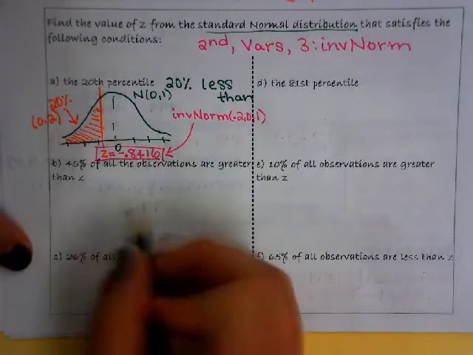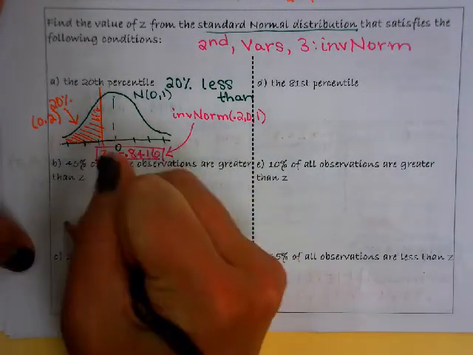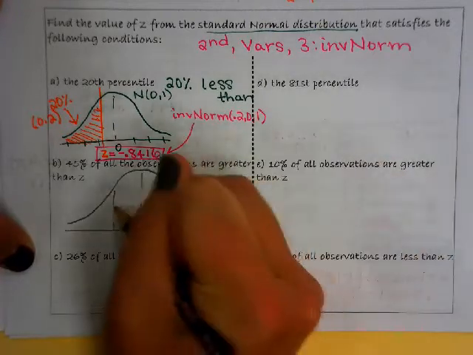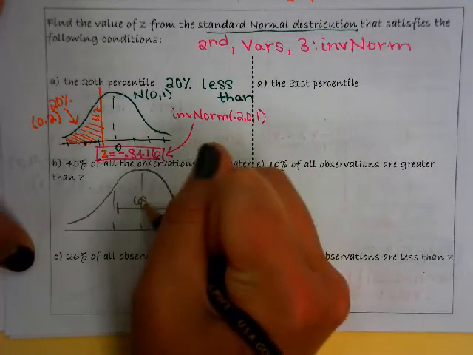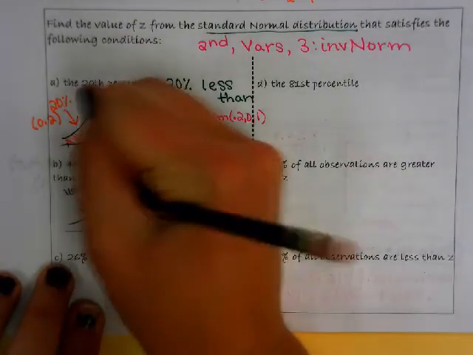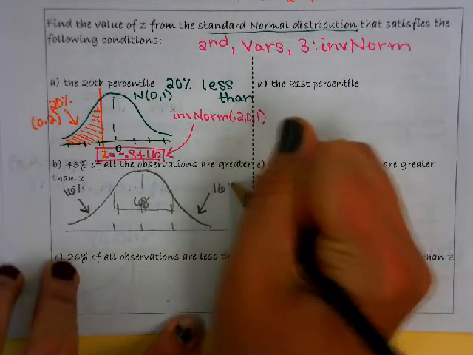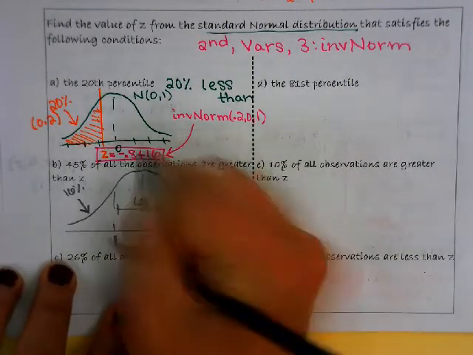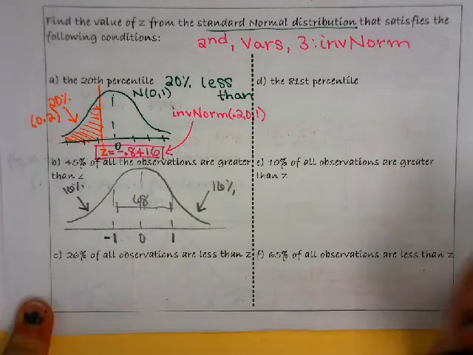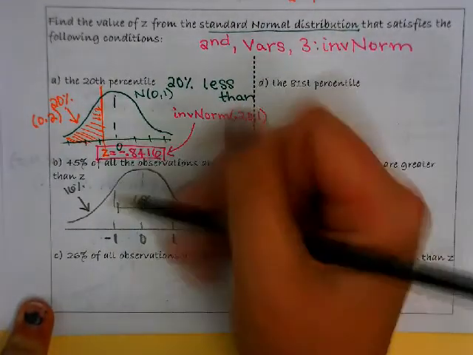The 68-95-99.7 rule tells me that 68% of the data is between these two, right? Which means I have 32% on the outsides. Because of the symmetry, that means 16% on this side and 16% on that side. So that's negative 1, 0 and 1. So 16% of my data falls below negative 1. So with 20%, I said, okay, it's got to be just a little inside that negative 1. That's how I estimated that orange line.